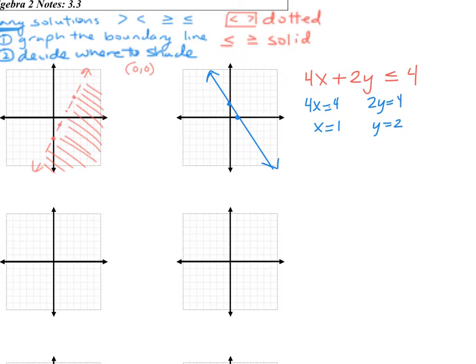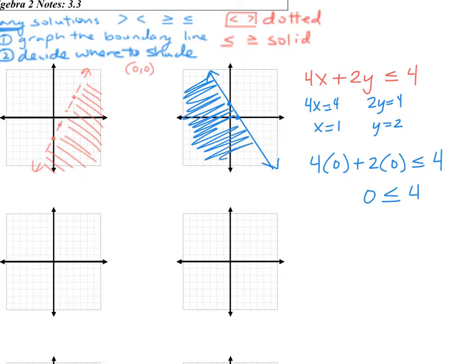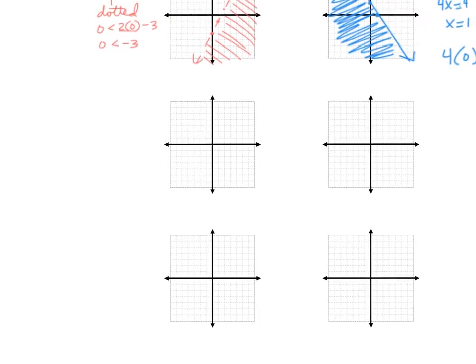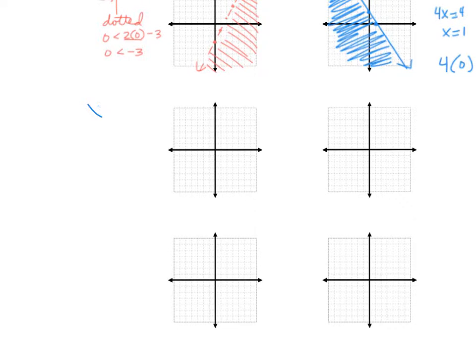So if I plug in 0, 0, 4 times 0 plus 2 times 0 is less than or equal to 4. So that's saying 0 is less than or equal to 4. Is that true? Yes. So 0, 0 is an answer. So you can shade on the 0, 0 side. Okay? Keep going. How would you do x is greater than 5?